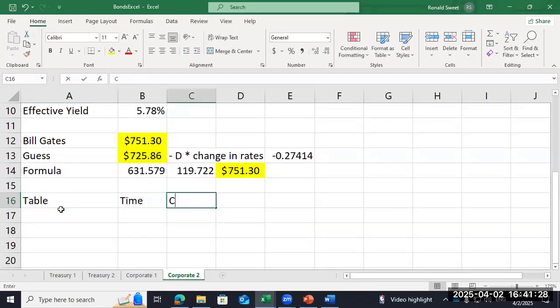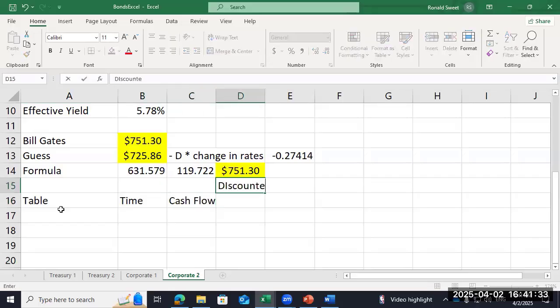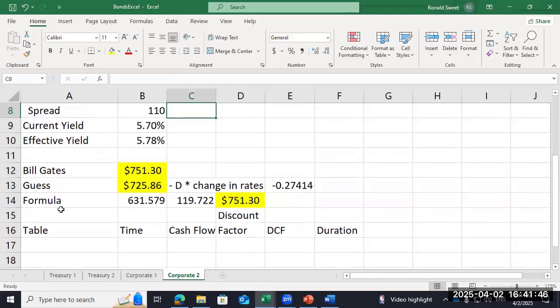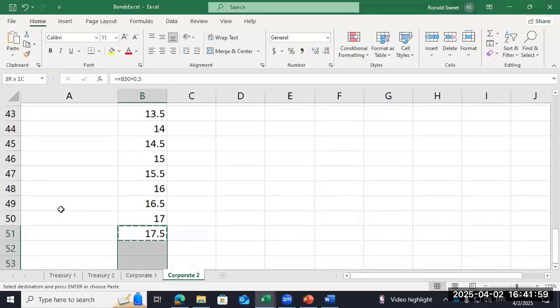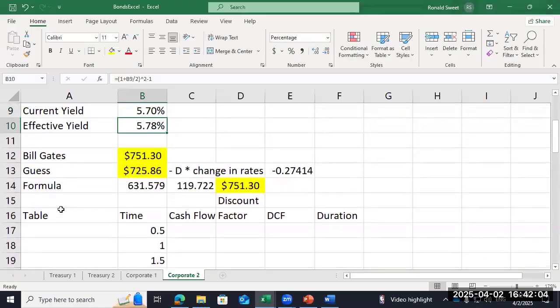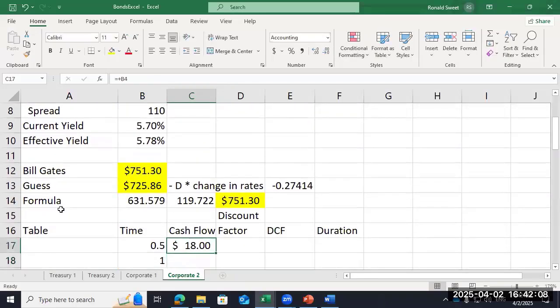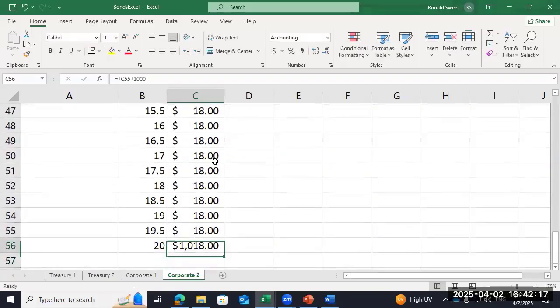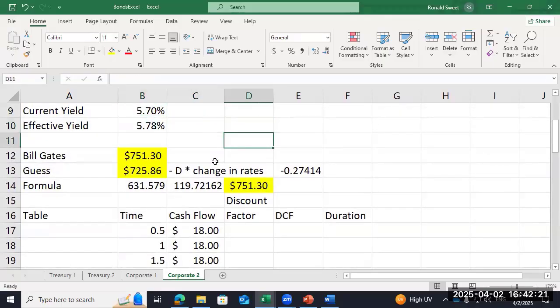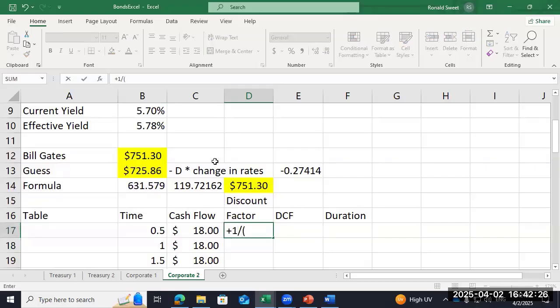So we got time, cash flow, discounted, discount factor, discounted cash flow. And we'll even do duration just to see how close we get. This is modified duration. We're going to calculate Macaulay duration, but here we got a cash flow in 6 months all the way out to 20 years. And then our cash flow is the $18. We get that every time until the very end. We get the $1,000 back. Discount factor is the only place we use the effective yield. 1 divided by 1 plus the effective yield, raise the time.